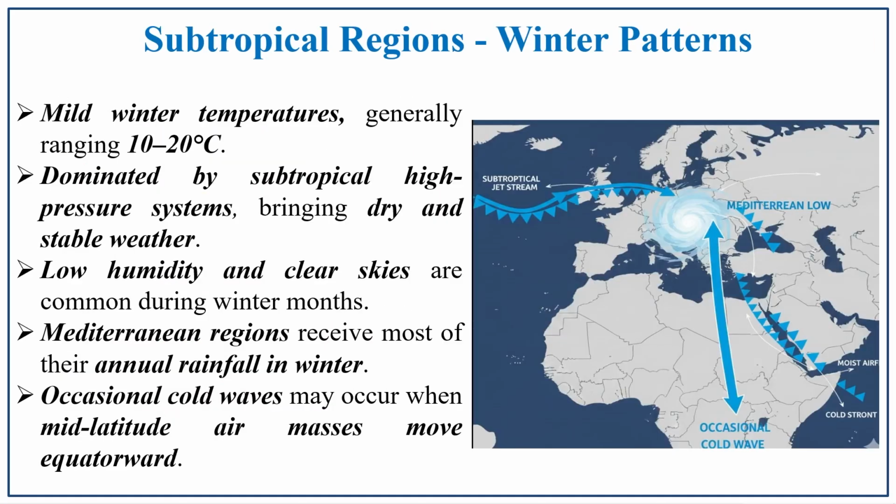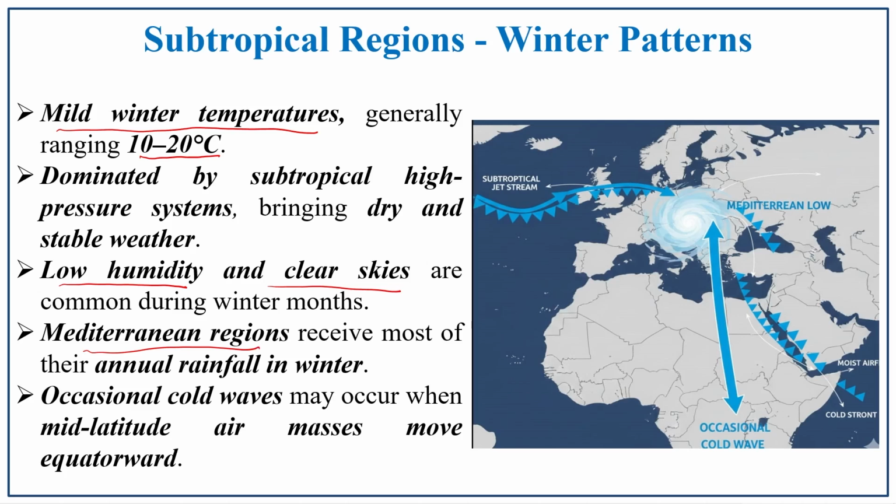What is the winter pattern of this particular latitude? That is mild winter temperature, ranging from 10 to 20 degrees Celsius. It is dominated by subtropical high pressure systems, which bring dry and stable weather conditions. Low humidity will be there, and clear skies are common during which season? That is winter months.